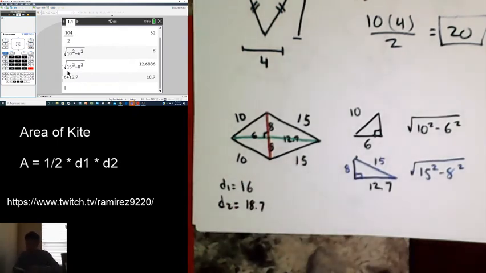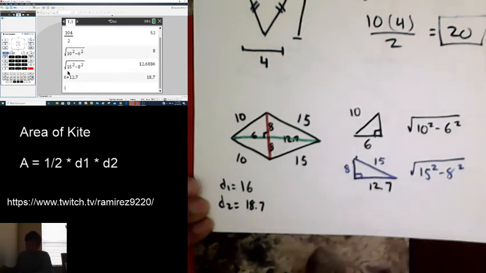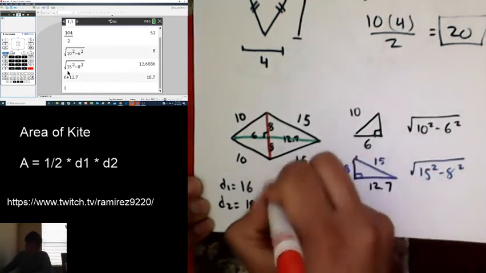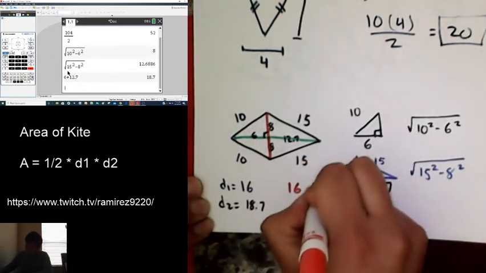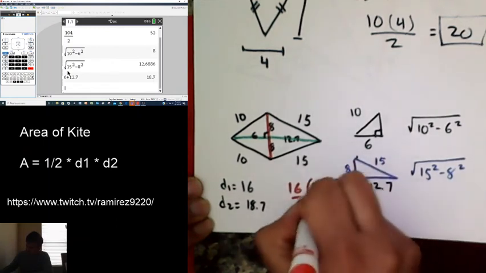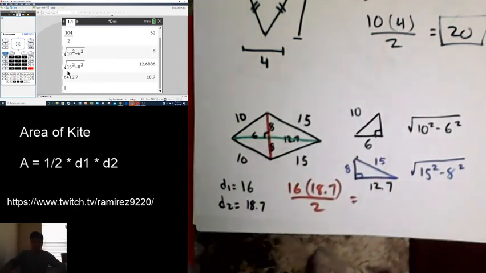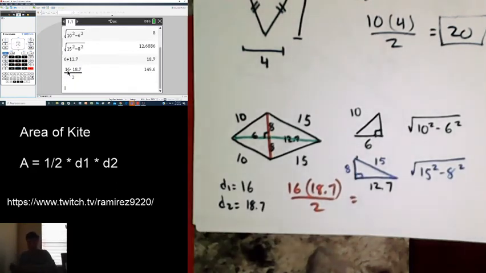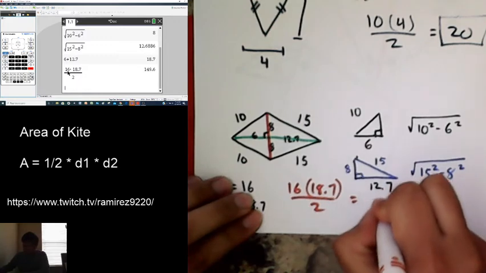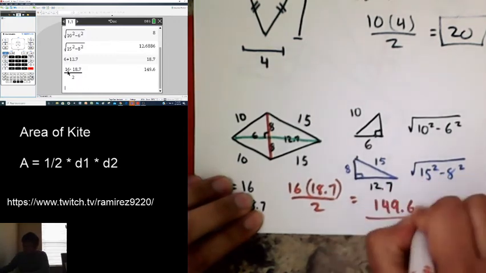And now that I have enough information to find the area, I just substitute. 16 times 18.7 divided by 2. And so my area is 149.6.